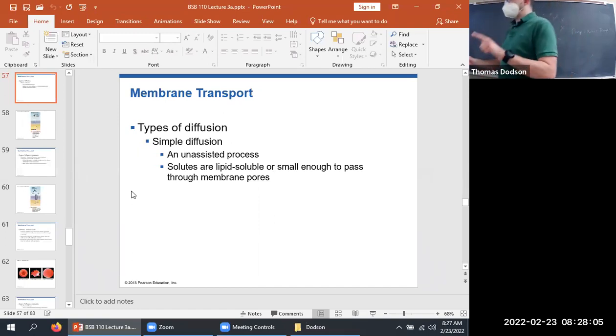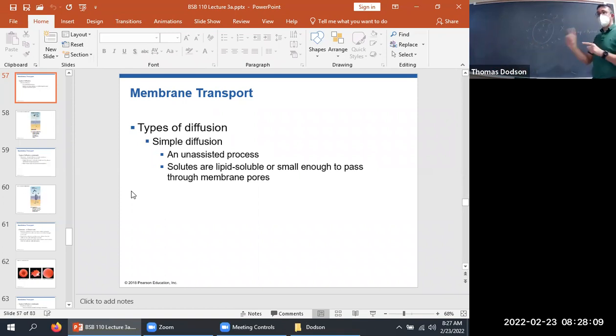Okay. Does that help to distinguish those two? So what do you want to think? Energy and not energy. Okay. Passive is no energy transport. Active transport is requiring energy. But we also want to think about how concentrations work. Active concentrations.